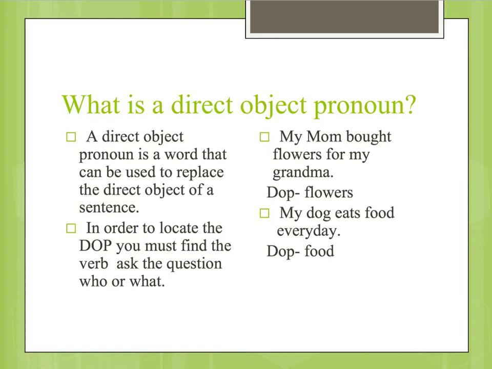In order to locate the DOP, you must find the verb and ask the question who or what. So these are the important things, the who or what. In the example, my mom bought flowers for my grandma, my mom bought is our verb. Bought what? She bought flowers. There's our DOP. That's how we get our DOP of flowers.